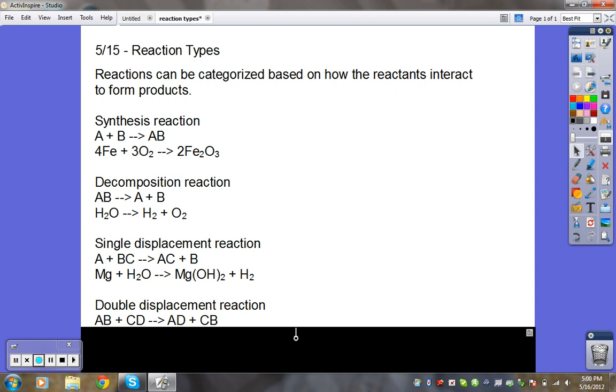The C is now bonded to the B, the A is now bonded to the D, and there are lots of rules that we're not going to worry about as far as when this happens and why this happens, both with single and double displacement reactions.